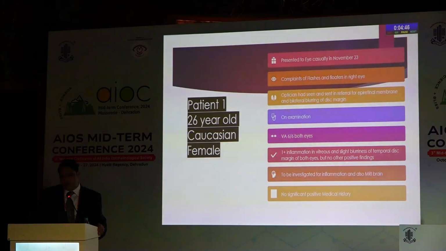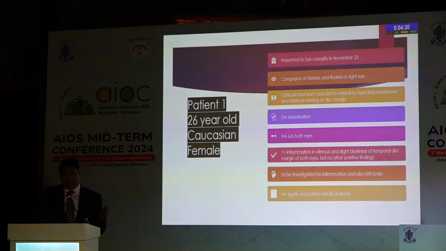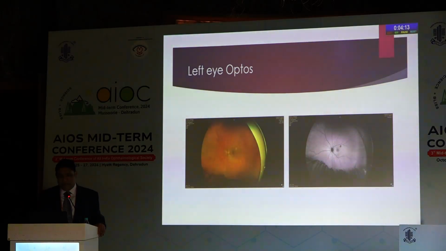This 26-year-old Caucasian female presented to us with floaters and flashes. The optician had seen the patient and referred for epiretinal membrane and bilateral blurred optic disc margin. Visual acuity was 6/6, but there was 1+ inflammation in the vitreous with slight blurring of the disc margin. Because of that, we also requested an MRI brain, but there was no other positive medical history. These are the Optos pictures, as you can see. I don't know whether it's visible, but you can see some lesions which are radiating from the optic disc in the right eye and also in the left eye.